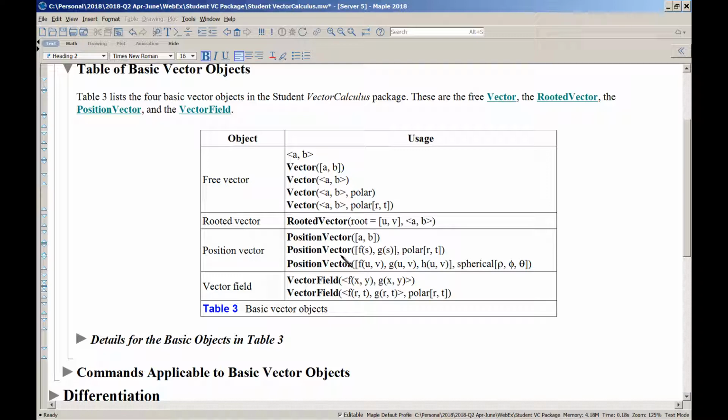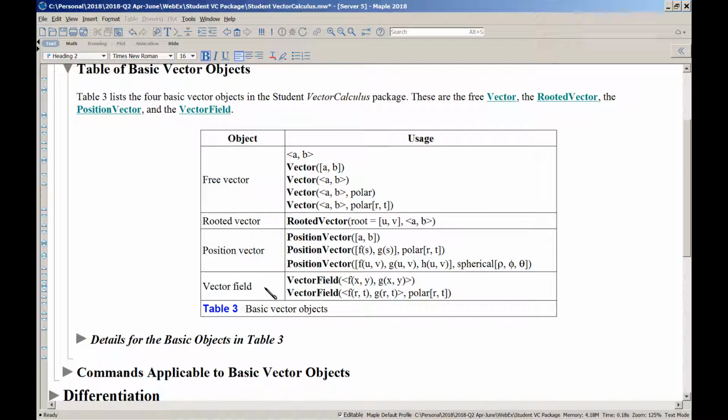So the position vector and the plot position vector commands are a pair of very, very useful, very powerful commands in the package. I would say that both these commands, rooted vector and position vector, were not in the original version of this package. They were added when it was realized that there was something lacking in the package the way it was originally built.